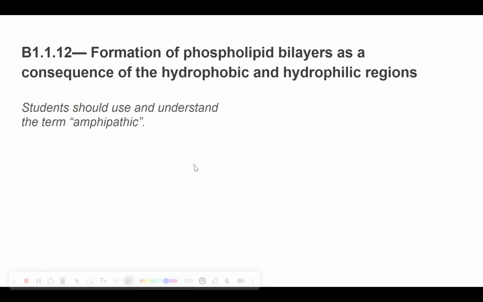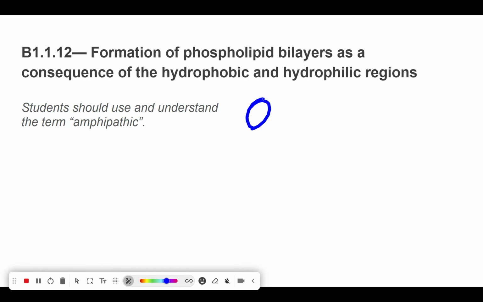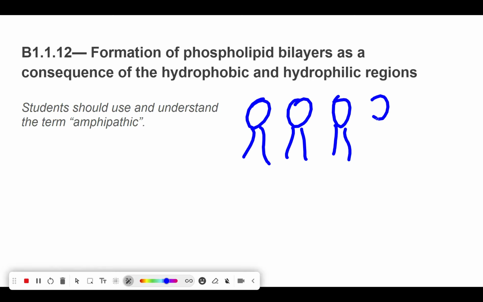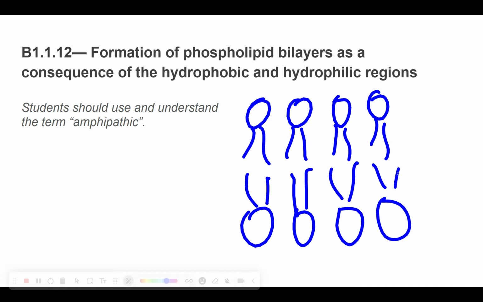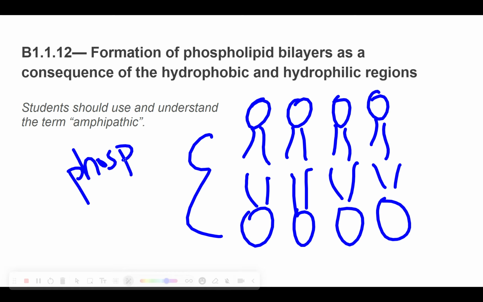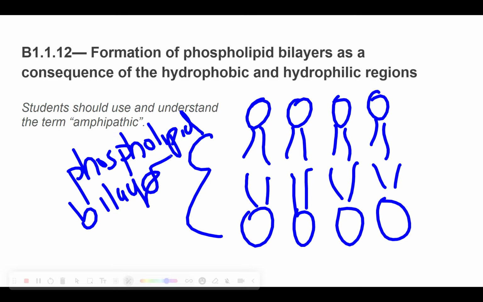I'm actually going to draw this right here. Okay, so here are the phospholipids. Here's one side of a cell membrane. Here is the other side. So you can see the phosphate groups with fatty acid tails. This is a phospholipid bilayer.